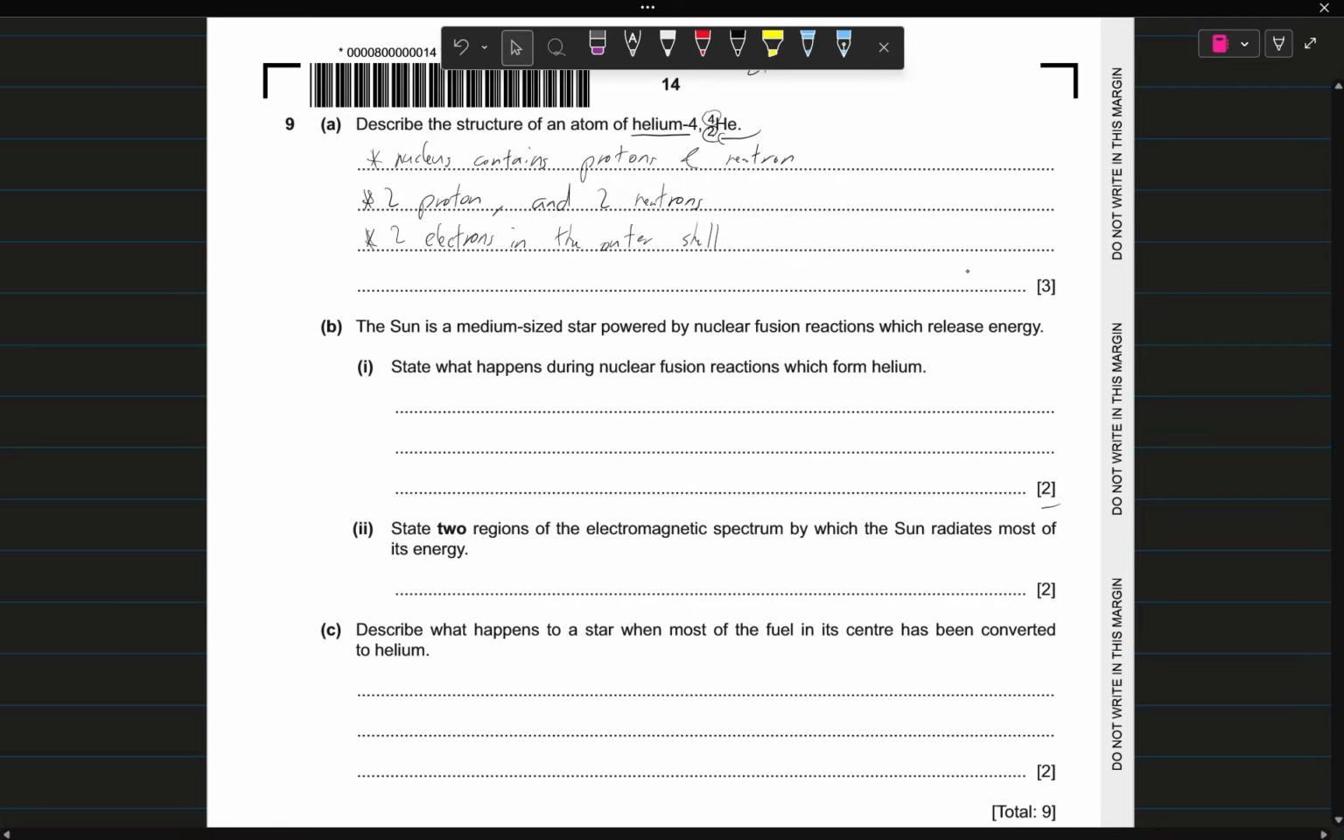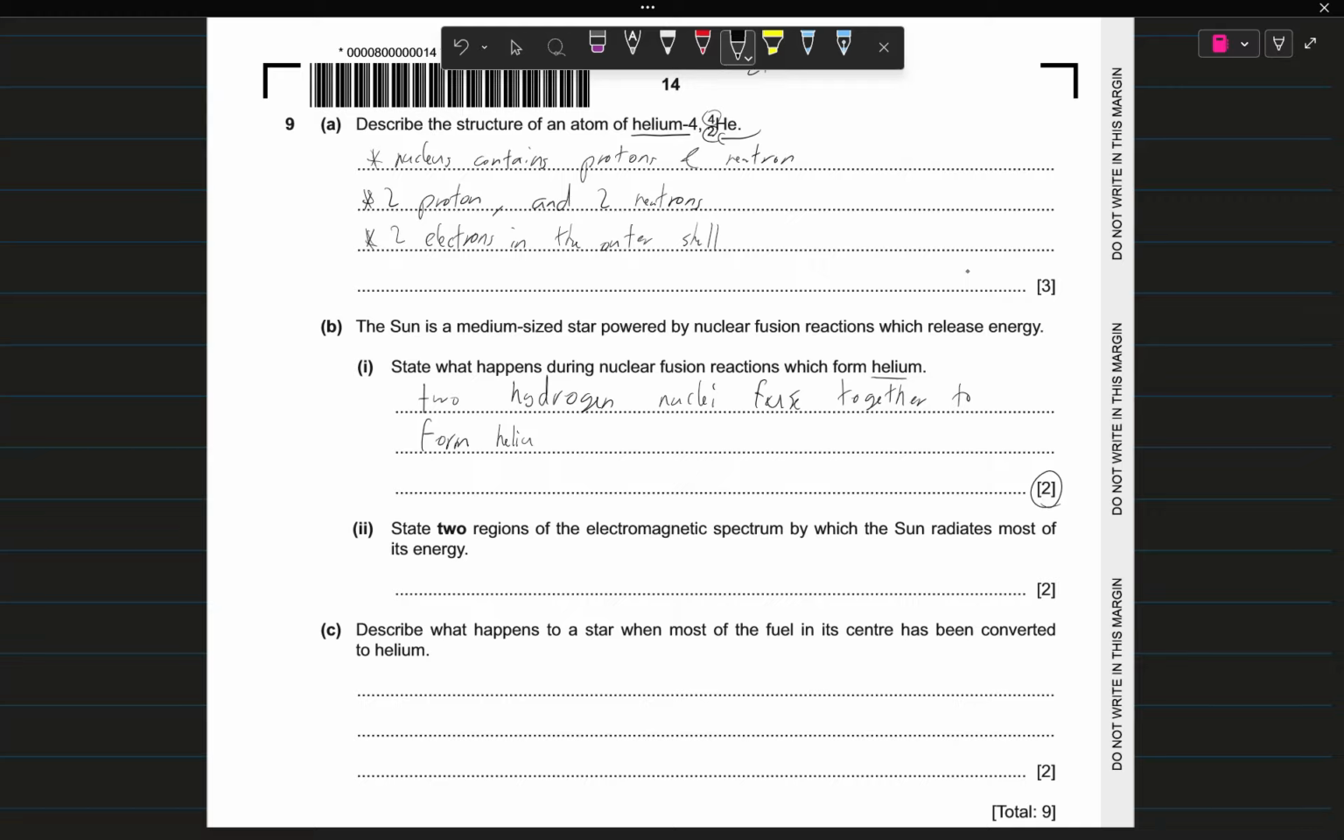So all this is a 2 marker. It can be explained in one sentence only. So two hydrogen atoms or nuclei joined together, or you can say fuse together also, that's more accurate, fuse. Hence the name, of course, fusion. So they will fuse together to form helium.